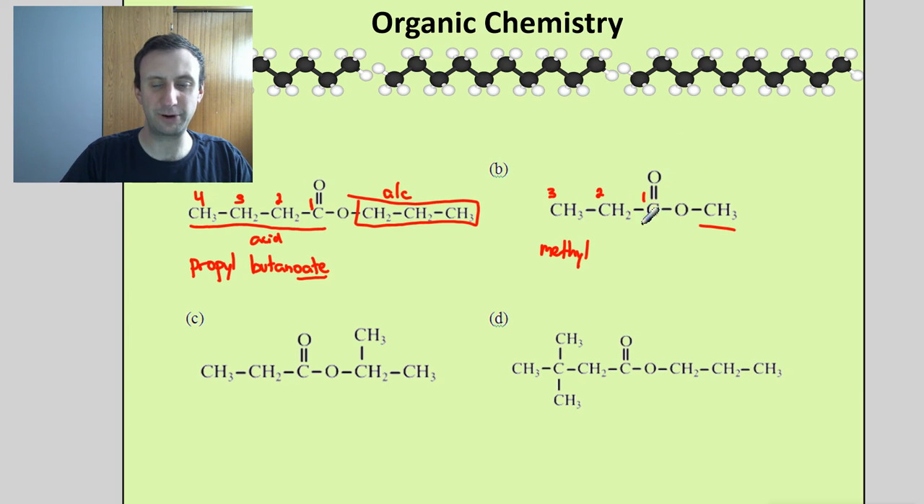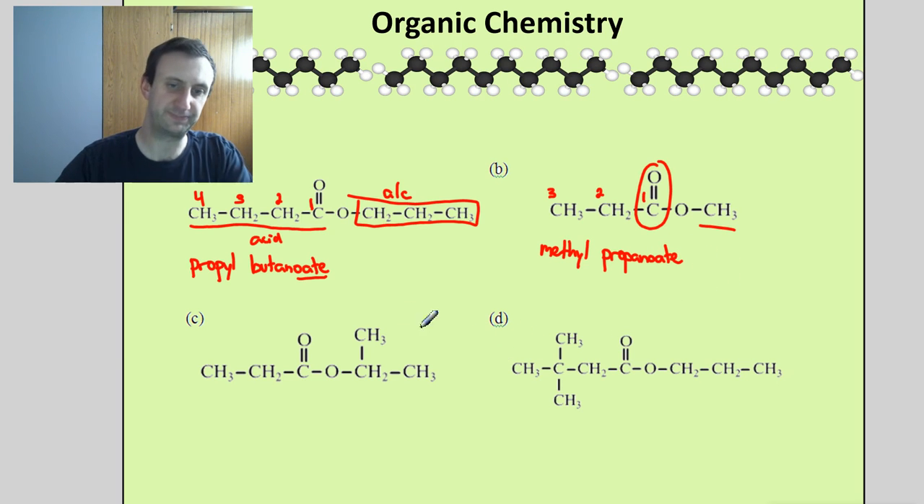Again, I know that it's part of the carboxylic acid portion because it has that carbonyl group right there, the C double bond O. So this is methyl propanoate. All right, now we actually have branches coming off of stuff.